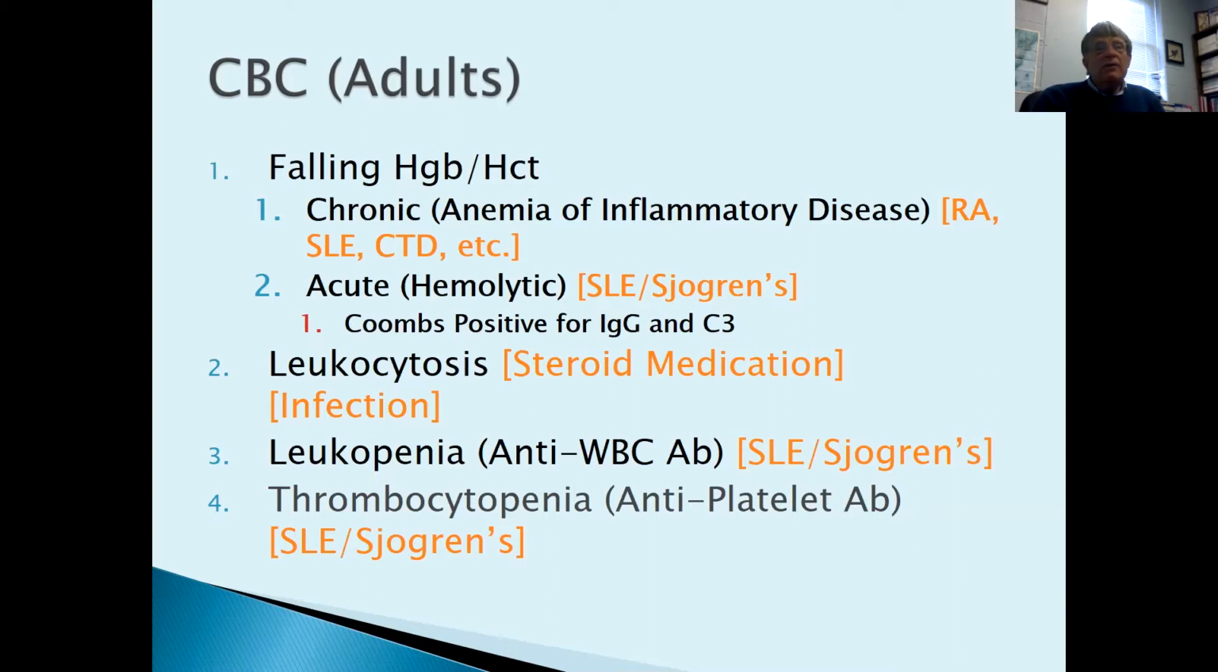Low white counts are very important because one of the most common causes of leukopenia or low white count and low platelet counts are our lupus and Sjogren's patients, especially our young females.